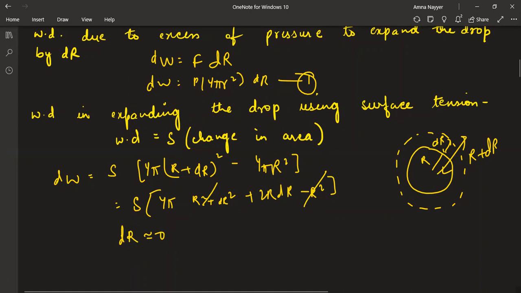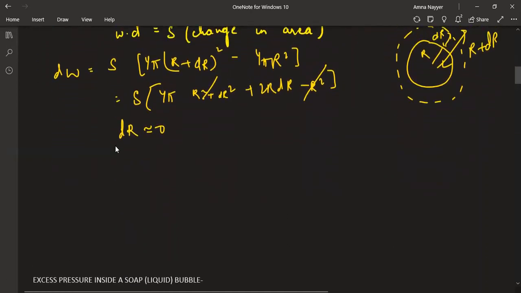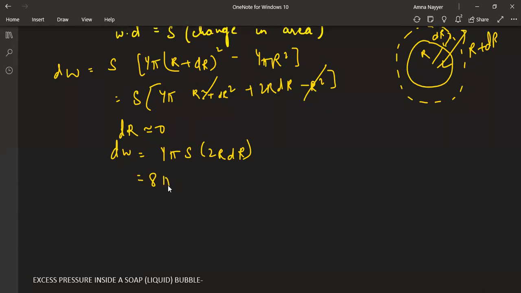And see, this increment in the radius will be very small, almost equal to delta R. How much a bubble will increase? dR very less only. So dR square is almost 0. So we get dW as 4 pi S 2R dR, that is 8 pi S R dR. Now you can equate these equations.